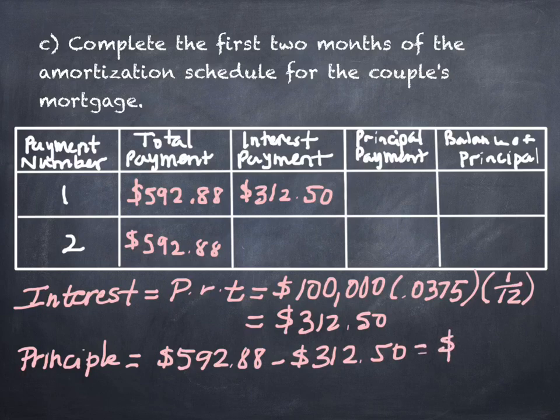So how much was this? Did I write that right, Alice? Okay. So the principal payment, the amount that went towards the principal, is $280.38.